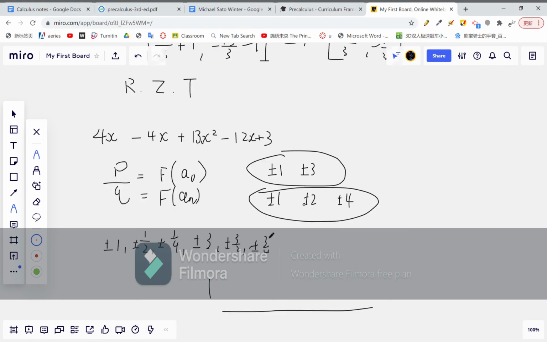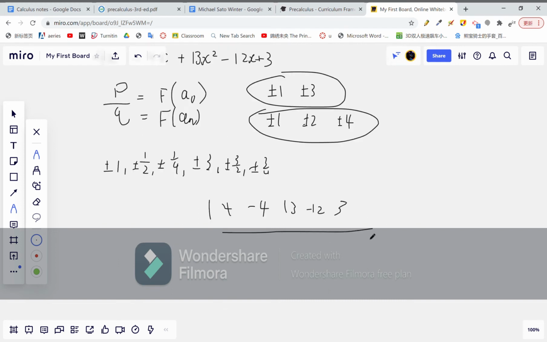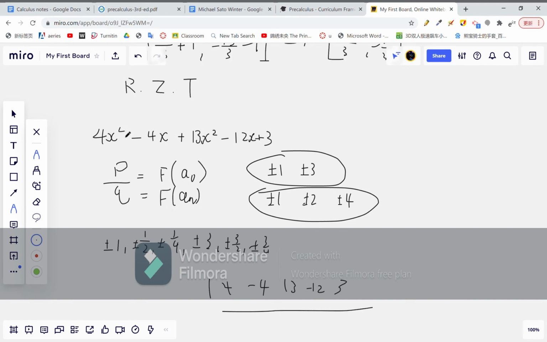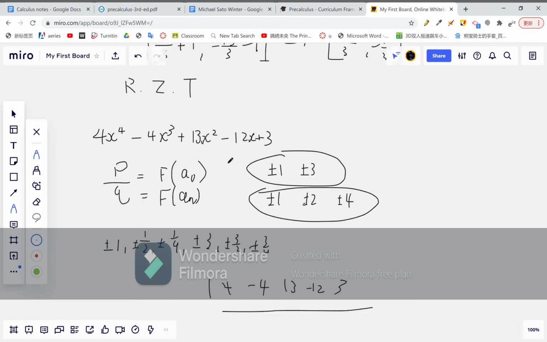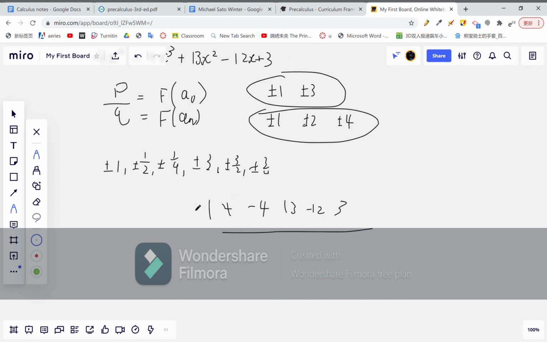What are the coefficients? 4, negative 4, 13, negative 12, and 3. Since this is a quartic, we have to do synthetic division twice to get a quadratic and solve it, because according to the fundamental theorem of algebra, this will have 4 roots.